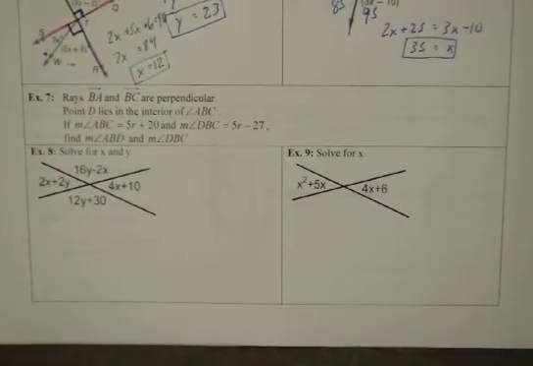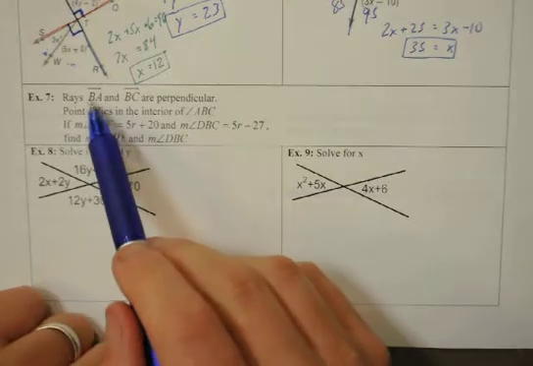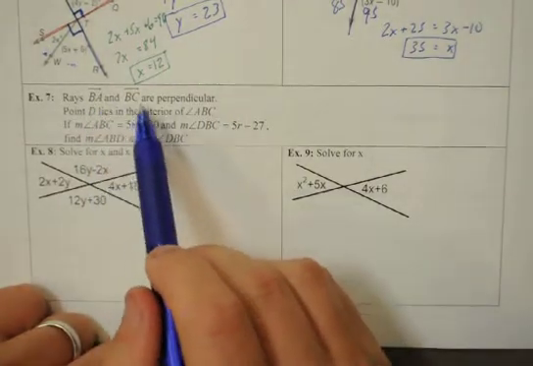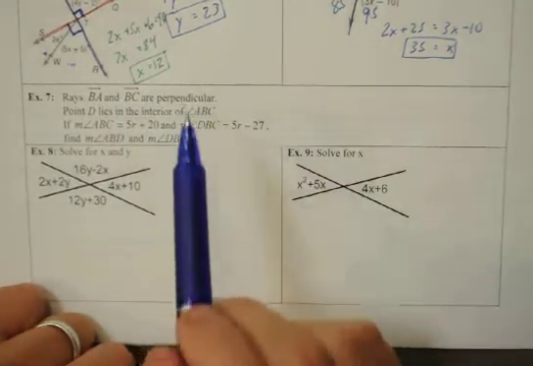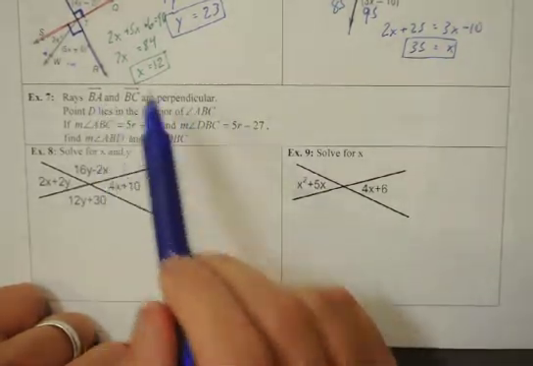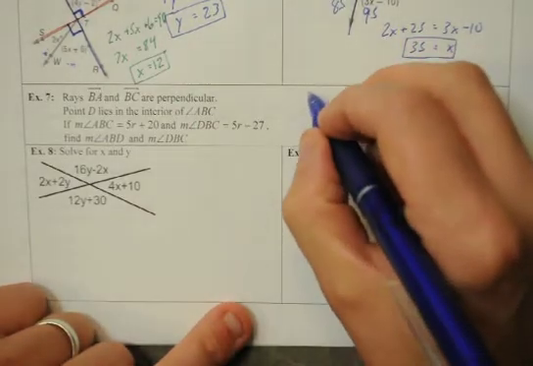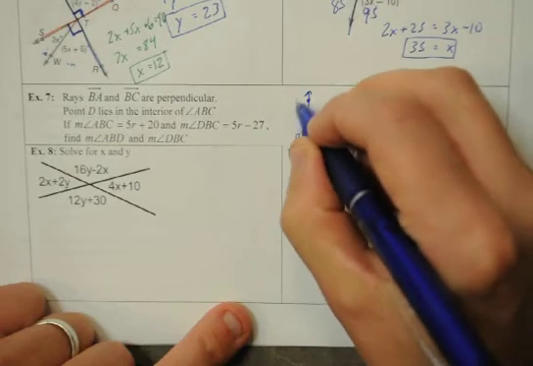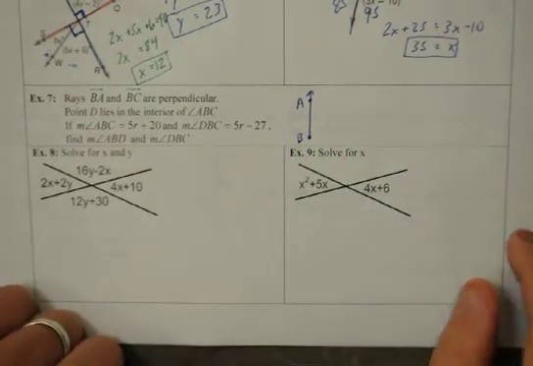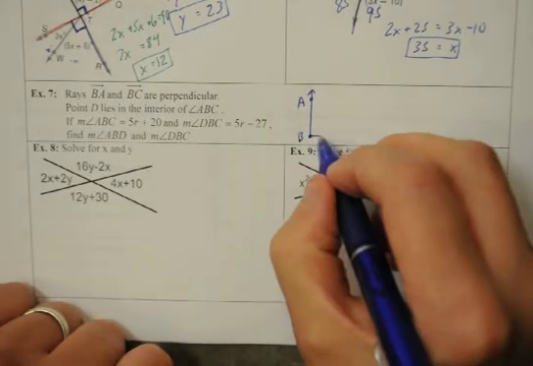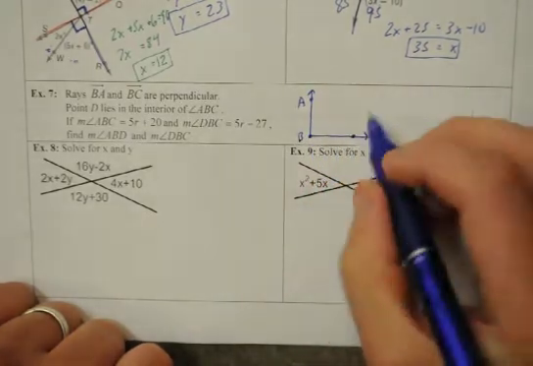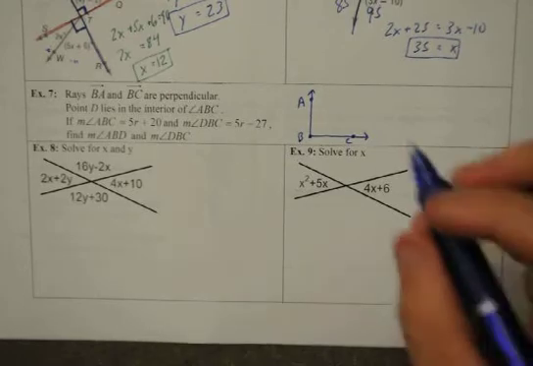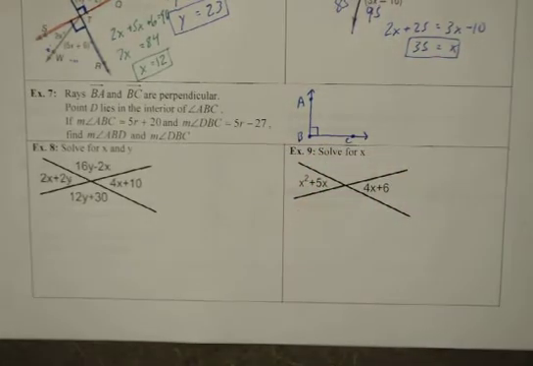Example 7. This time we do not get the picture. We have to draw our own picture. They say that ray BA and ray BC are perpendicular, so you have to draw that picture. So pause the video and try to draw that picture. There's ray BA. There's ray BC. And we will make them perpendicular.